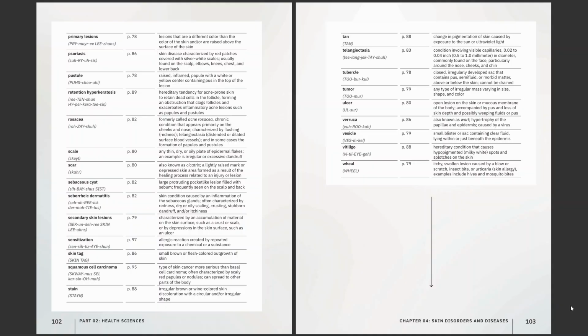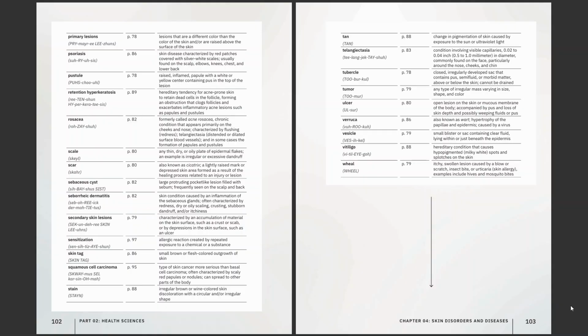Tubercle, closed, irregularly developed sac that contains pus, semi-fluid, or morbid matter above or below the skin. Cannot be drained. Tumor, any type of irregular mass varying in size, shape, and color. Ulcer, open lesion on the skin or mucous membrane of the body, accompanied by pus and loss of skin depth and possibly weeping fluids or pus.